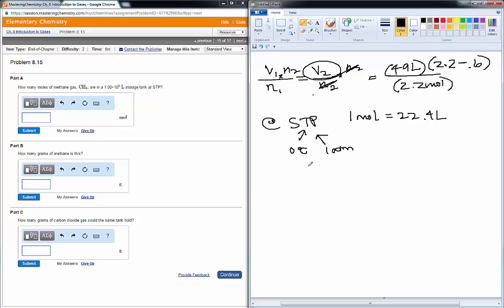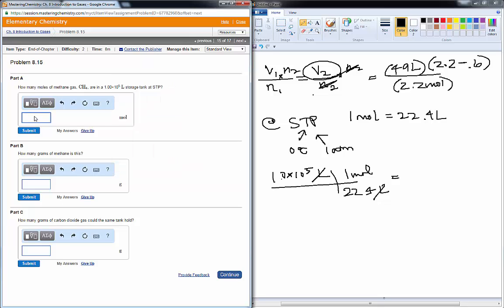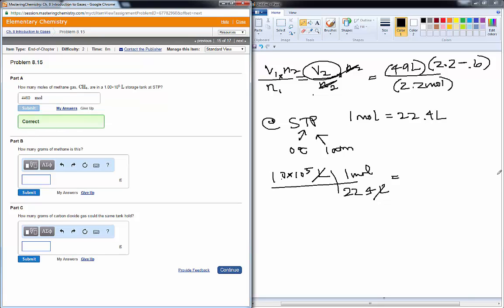So if I've got methane gas and I have 1 times 10 to the 5th liters of it, and I know that every 22.4 liters contains 1 mole because I am at STP, I can calculate the number of moles there. So 1 times 10 to the 5th, divide that by 22.4, and I get 4460 moles.